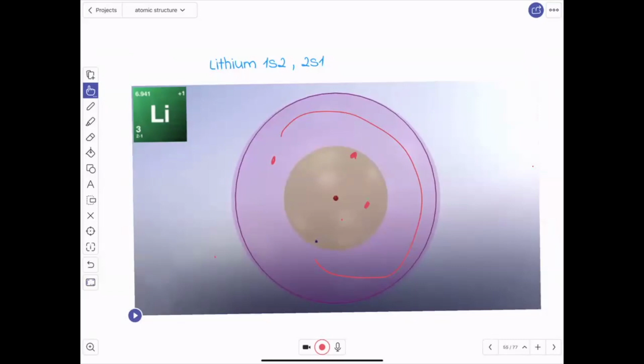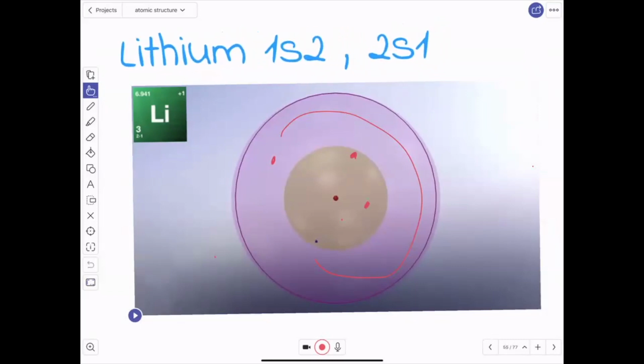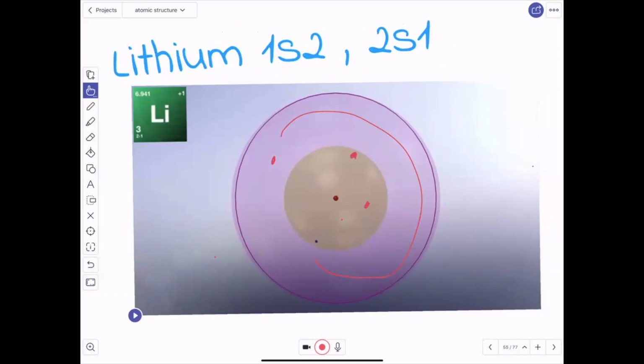It has the first shell. Let me show you how to write lithium. It has the first shell called shell number 1. It's S. Why is it S? Because lithium belongs to the S block. How many electrons do I have in the first shell? It's got 2. So if I am to write the electron configuration of hydrogen, I write 1, the first shell, S1. That's hydrogen.